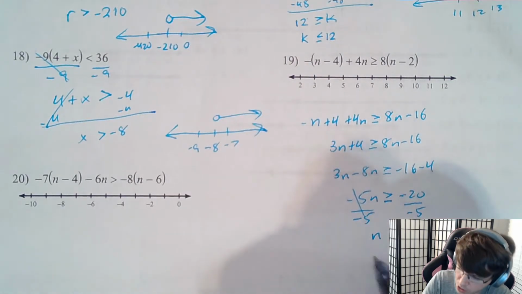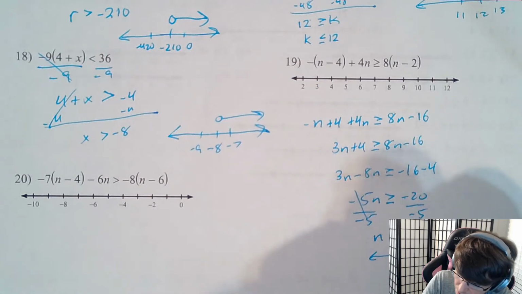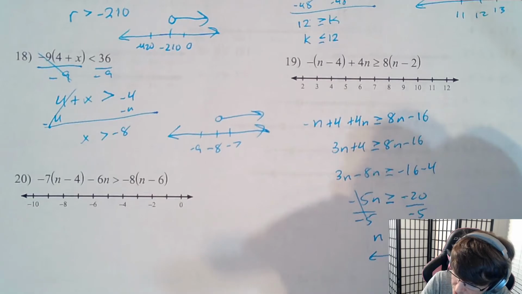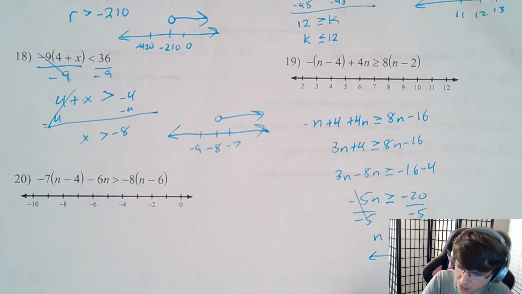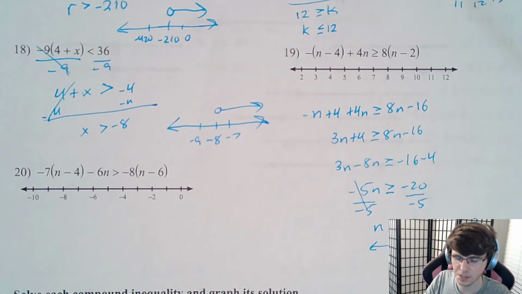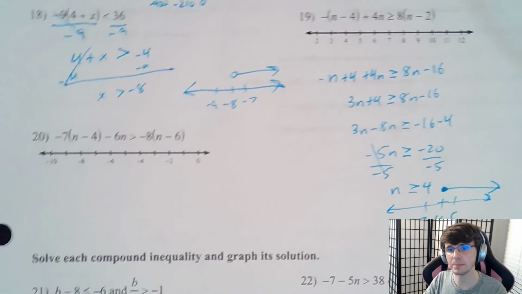Whew! What a question. Make that number line up. 4 in the middle. 5, 3, filled in circle this time. Points off to the right. Here we go. Do it. Number 20.